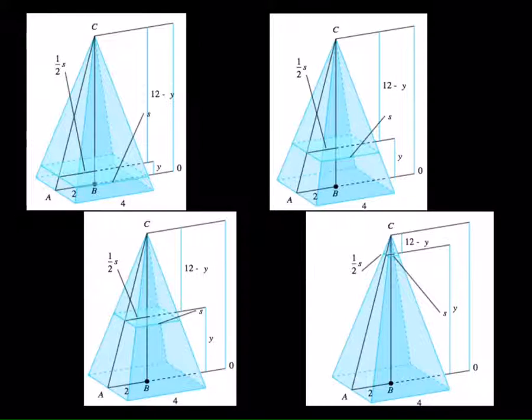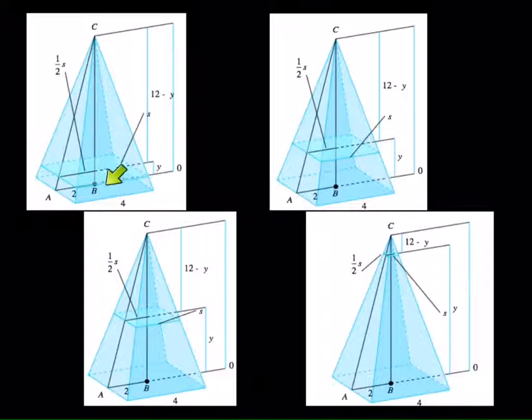What is different about these pyramids? What is changing in each of these pictures right here? Y is changing. What else? The area of the base. Now you're calling this square right here that's moving up, you're calling that the base, right? Is that what you said?